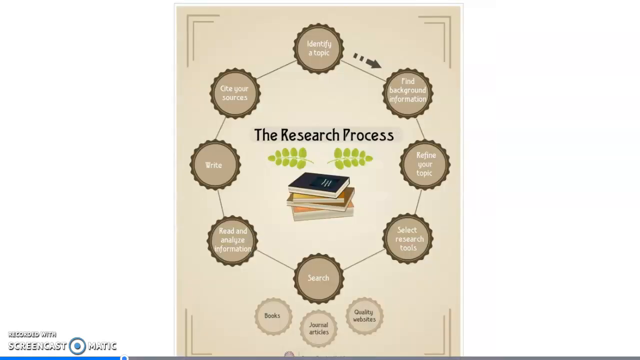As you begin your research, it's important to acknowledge that research is a process. We start with a topic or an idea. We start finding some background information. We refine our topic. Then we select our research tools available through the Greg Grantville Library, and then we search for books, journal articles, or quality websites. We then read and analyze our information. We write up our papers or reports, and then finally we cite our sources.